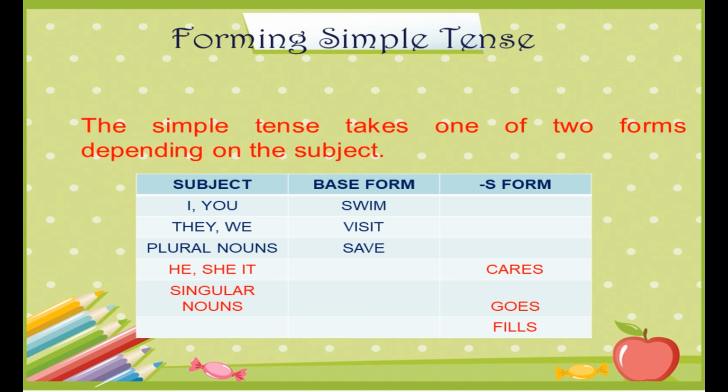The simple tense takes one of two forms depending on the subject. Examples of subjects: I, you, they, we take the base form, like swim and visit. The singular subjects he, she, it take the S form, like cares, goes, and feels.